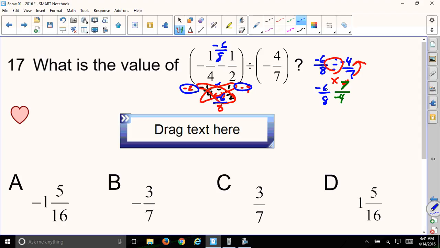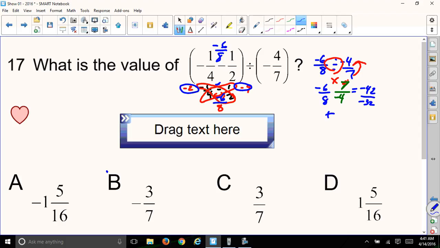Okay, so again, I'm multiplying by the reciprocal. So negative 6 times 7 gives me negative 42. 8 times negative 4 gives me negative 32. Now, a negative over a negative gives me a positive, so my answer is going to be positive.